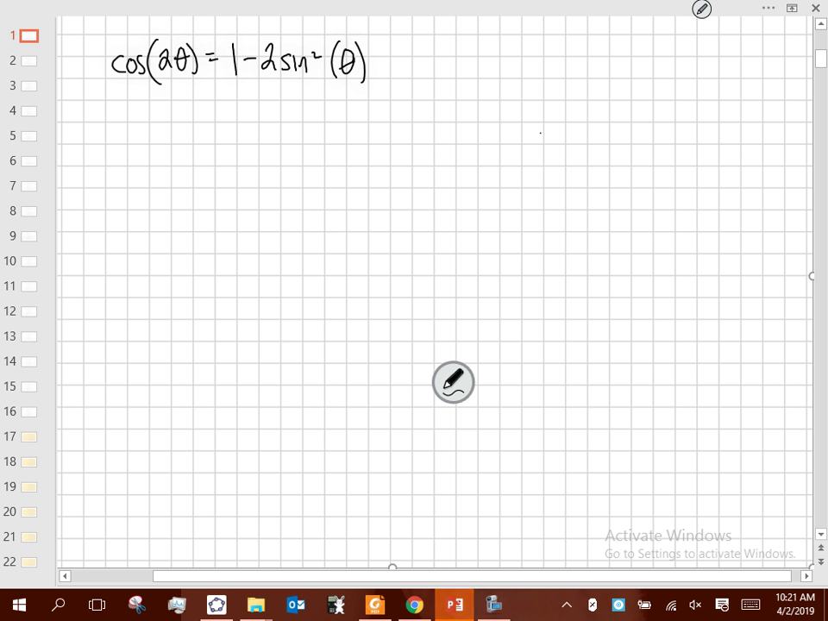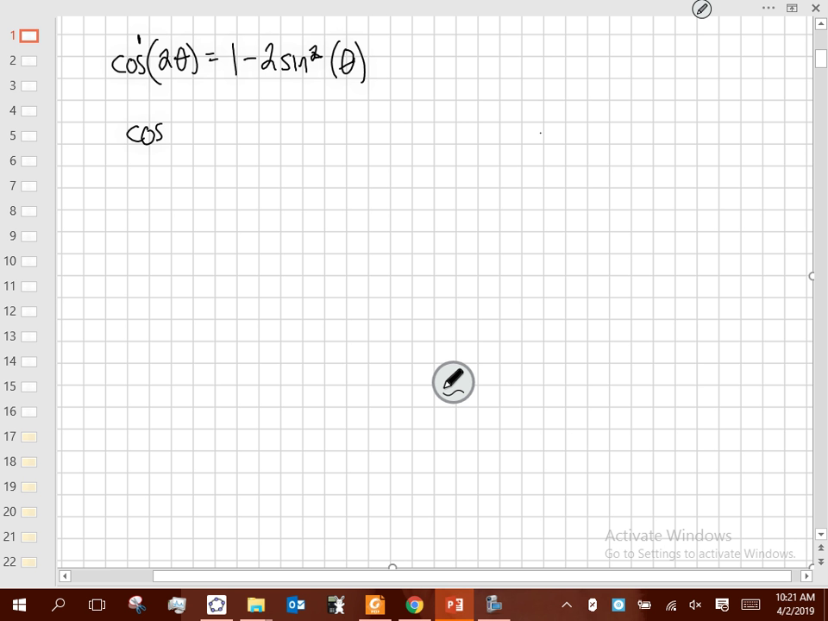Okay. Now, what is nice about this relationship in developing these formulas is that this is sine squared. If I solve for sine squared, it gives me a form to reduce the power of 2 to a power of 1. So that's what we're going to do here. That's how these are formulated.